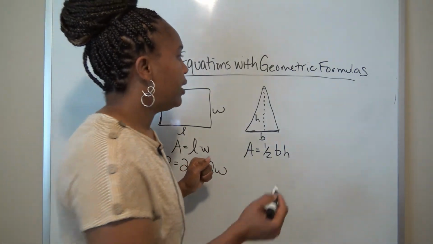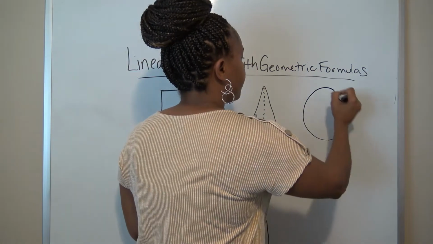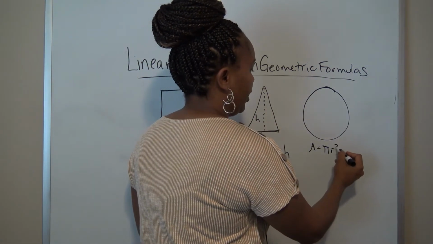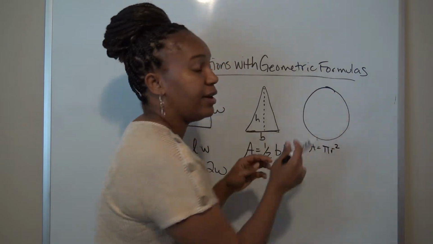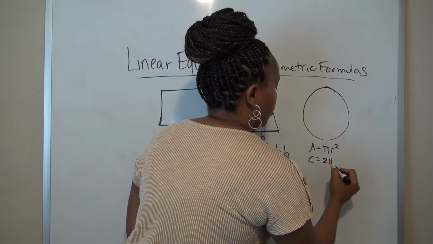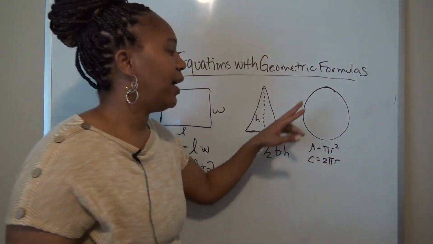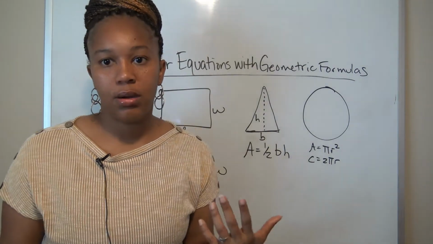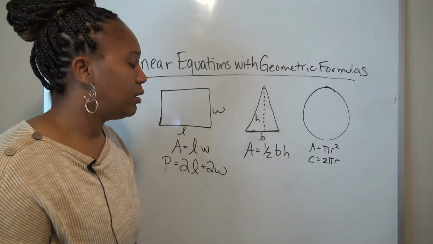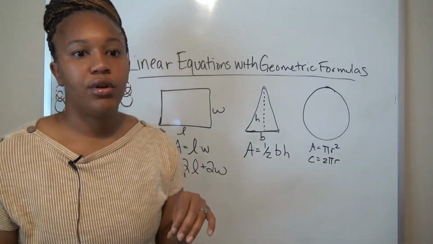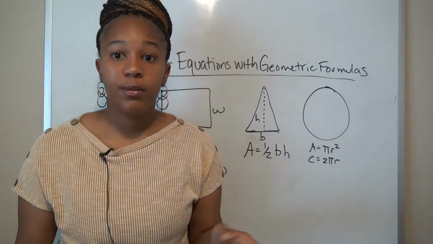Then you have a circle. For a circle, the area is pi r squared, and the perimeter is actually called the circumference, which is 2 pi r. The circumference is another term which means the perimeter of a circle. So these are some of your basic formulas that you see over and over, which you should be familiar with and should know.